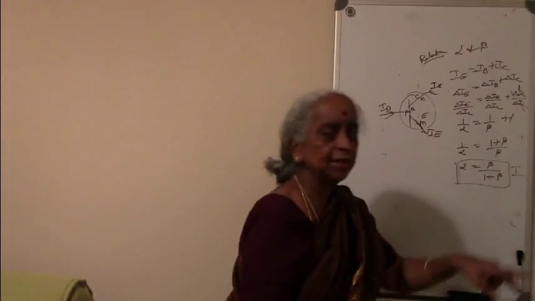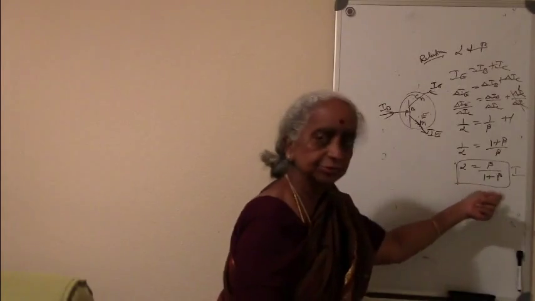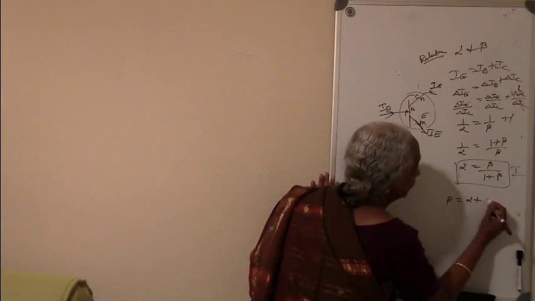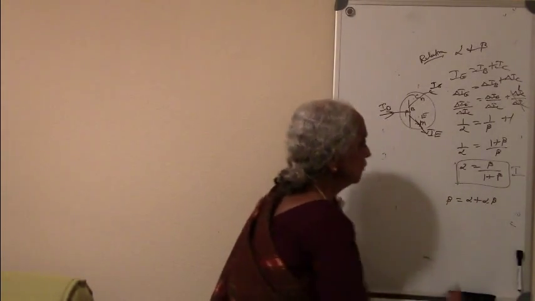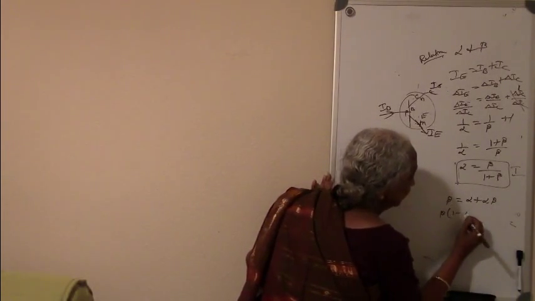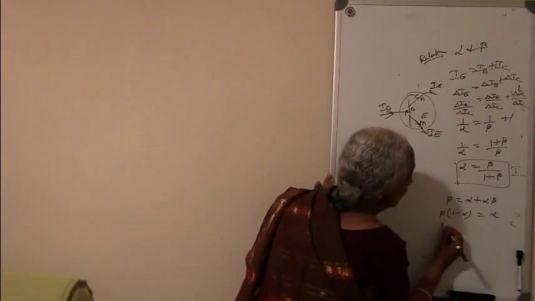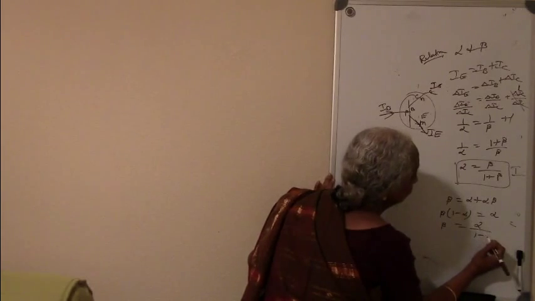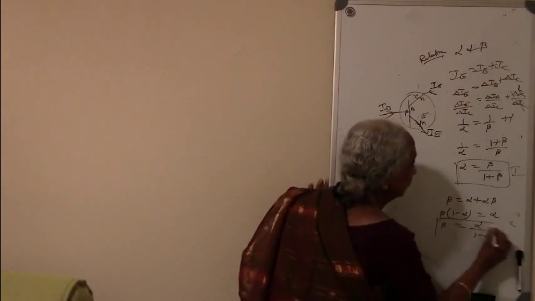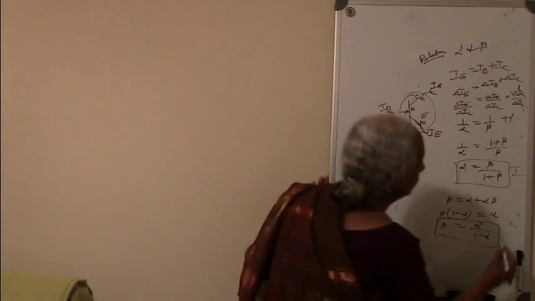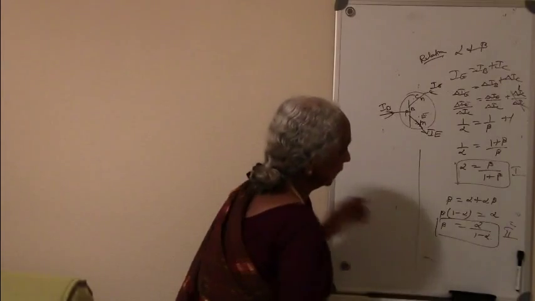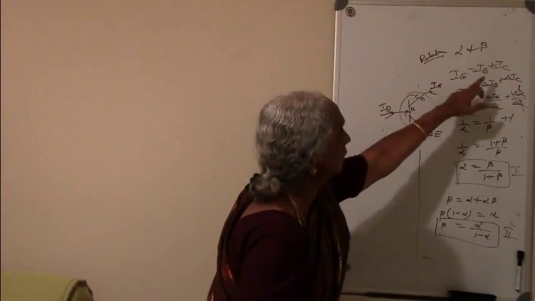In case you are given beta in a problem and you have to find out alpha, you make use of this equation. Now if you cross multiply, beta will be equal to alpha plus alpha beta. Now I want beta on this side, so I bring alpha beta to the side. So beta times 1 minus alpha equal to alpha. So beta will be equal to alpha by 1 minus alpha. This is the second equation. If you are given alpha and you have to find out beta, you make use of this equation.